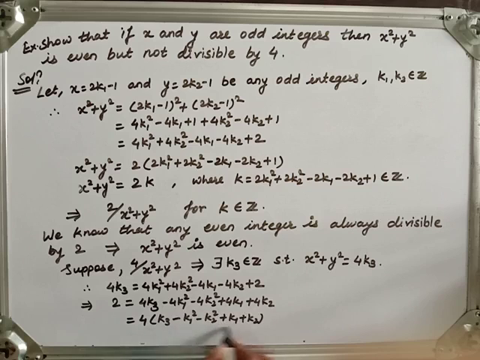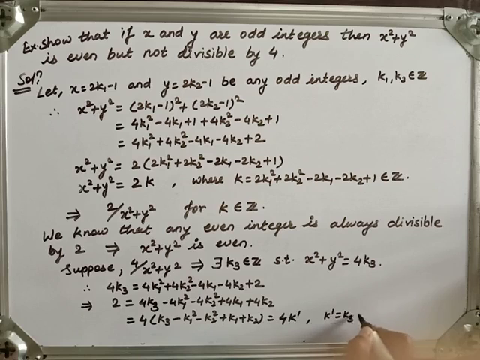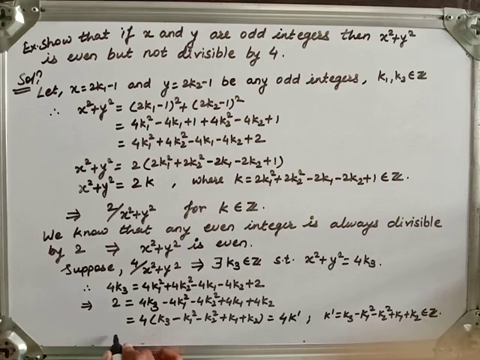Now this is another integer, as all k1, k2, k3 are integers. So this can be written as 4 into k dash, where k dash is k3 minus k1 square minus k2 square plus k1 plus k2. This is an integer. So we get 2 is equal to 4k dash.